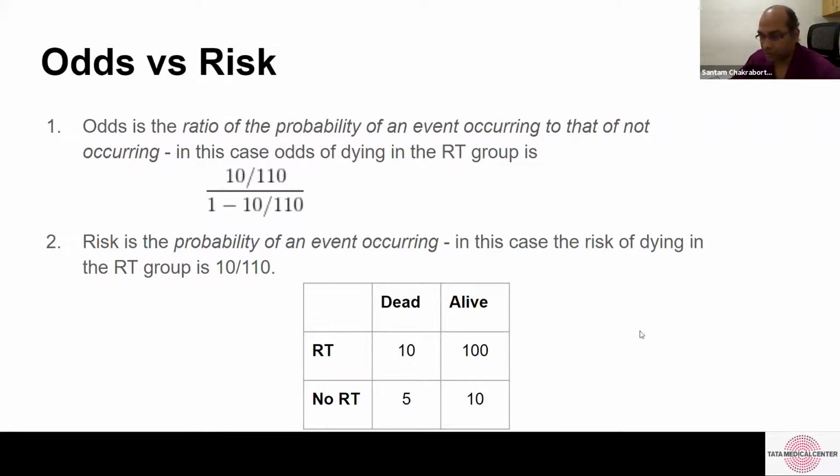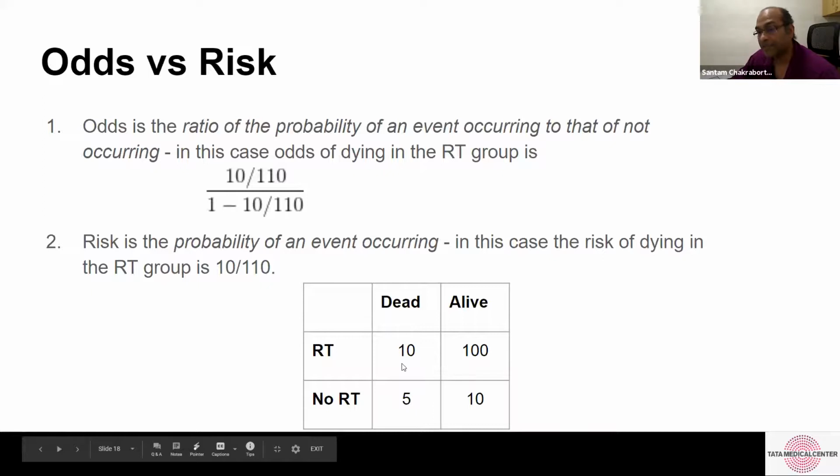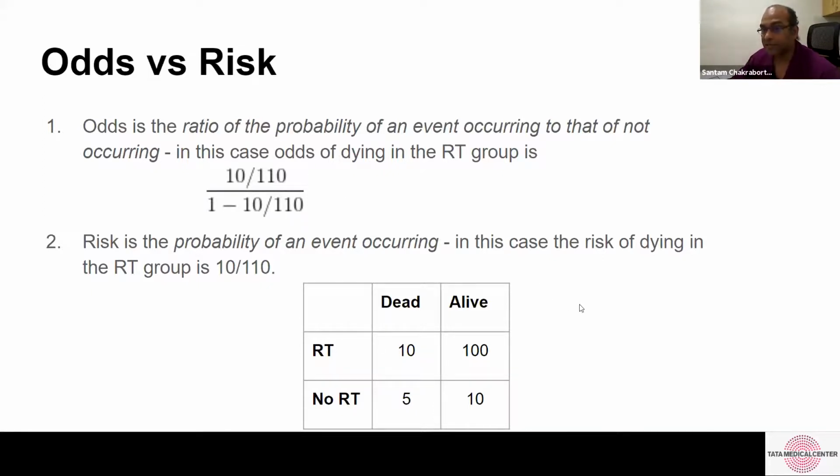This is of course a crude table. Out of 110 patients who received radiotherapy, 10 have died. So what is the risk of dying in the radiotherapy group? It is 10 divided by 110. What is the risk of not dying in the radiotherapy group? It is 10 by 110 subtracted from 1, because if you do not die, you are alive.